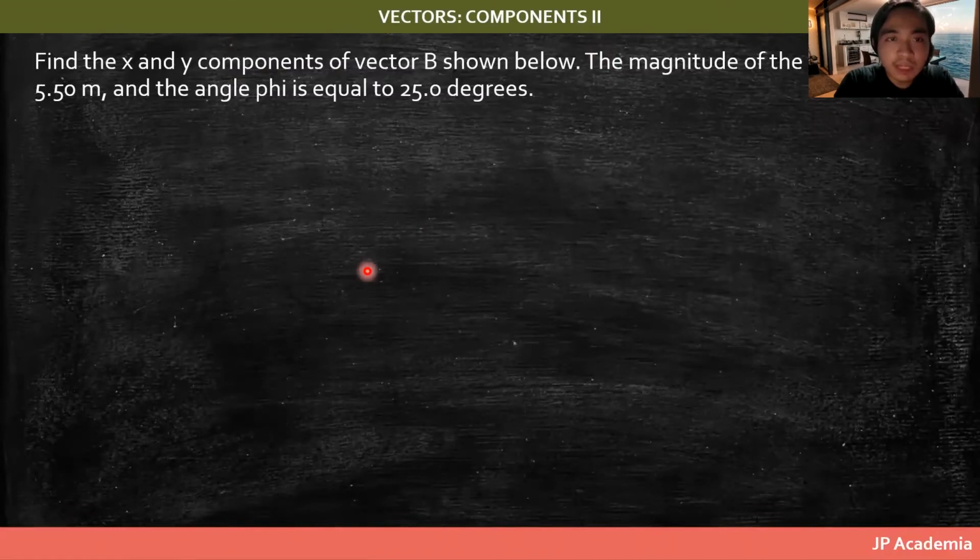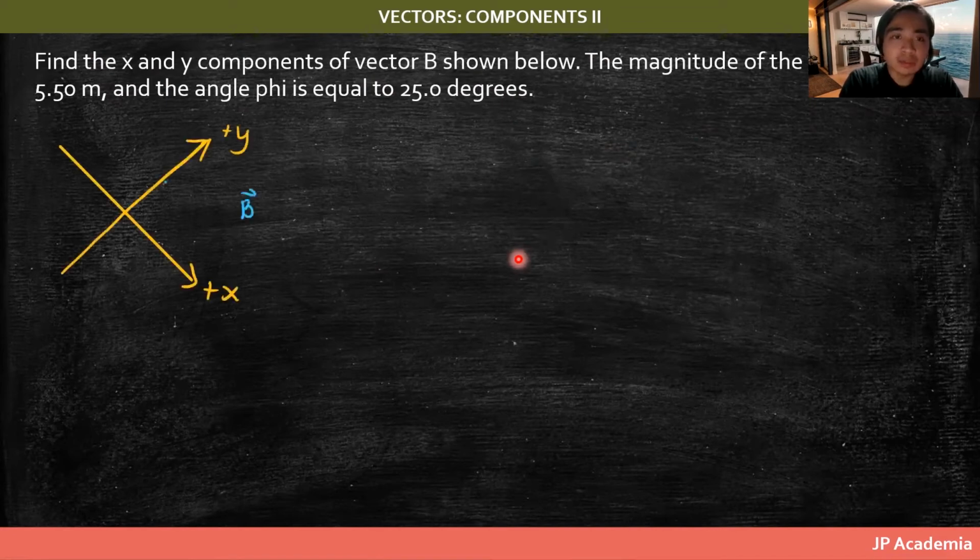Okay, so we have this second problem naman. So, still nasa components pa rin tayo ng vectors. So, find the x and y components of vector B shown below. Mamaya papakita ko. The magnitude of the vector is 550 meters. And the angle phi, so the angle na binigay, is equal to 25 degrees.